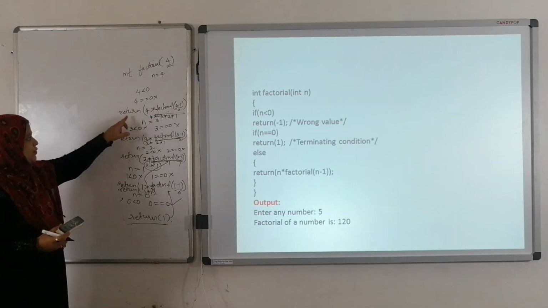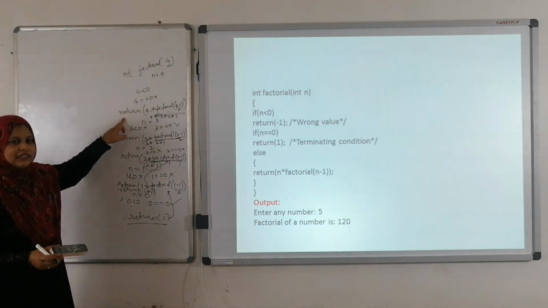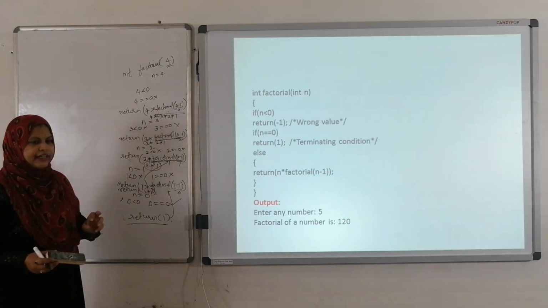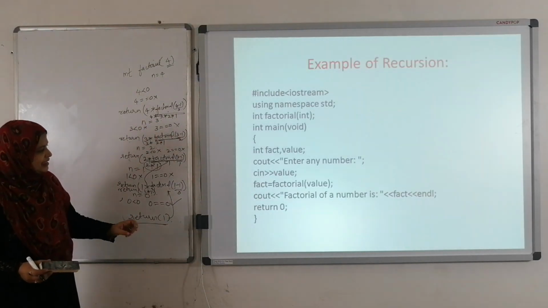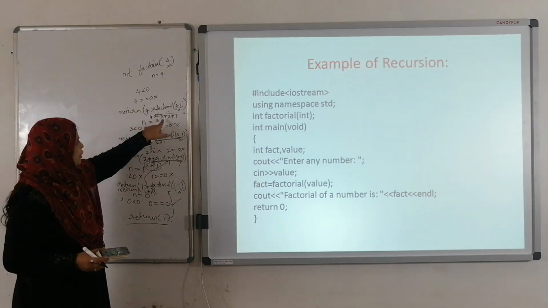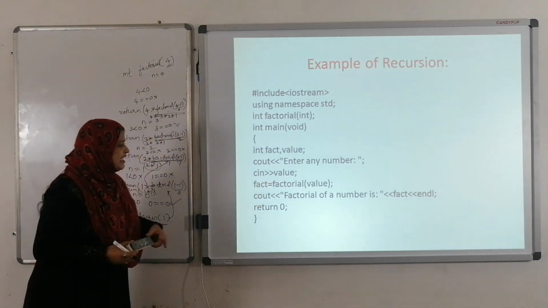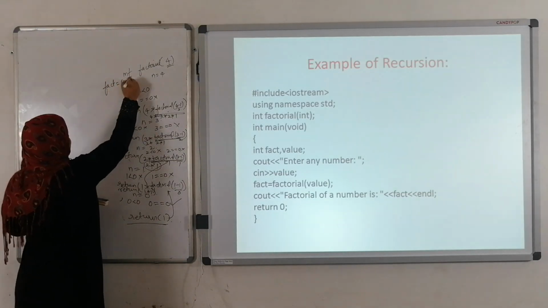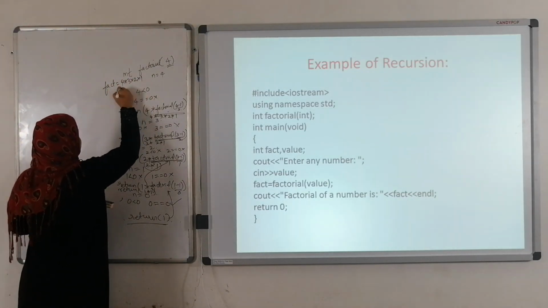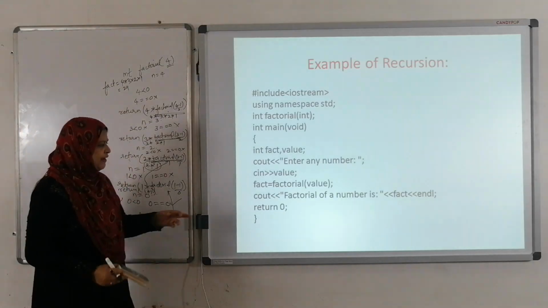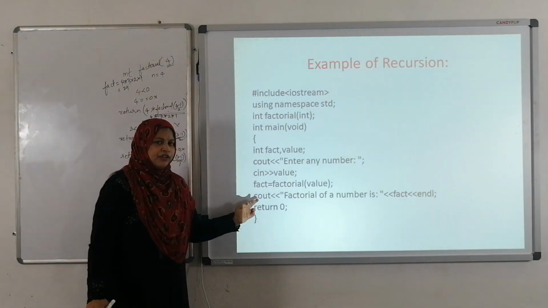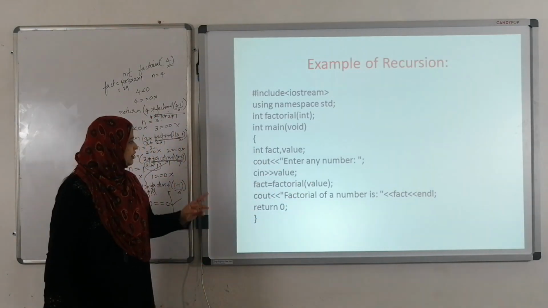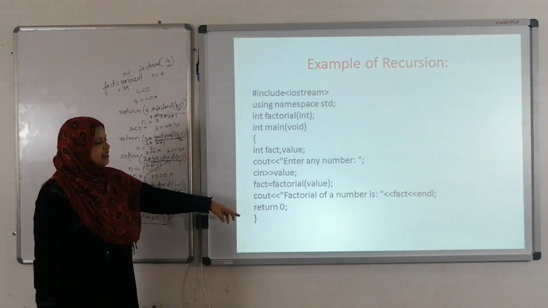Right? For this one, return. Go to the previous slide. Return 4 into 3 into 2 into 1. See here, for this one, return 4 into 3 into 2 into 1. Here, this value, fact equals 4 into 3 into 2 into 1. This is 24. Now, what is the value of fact here? 24. Now, we are going to print the value. cout factorial of a given number is fact, that is 24.